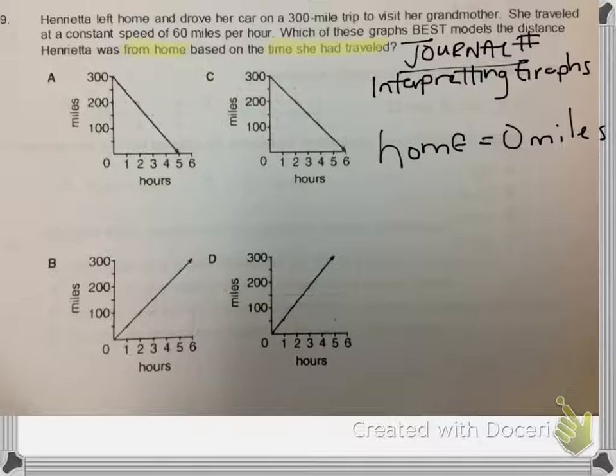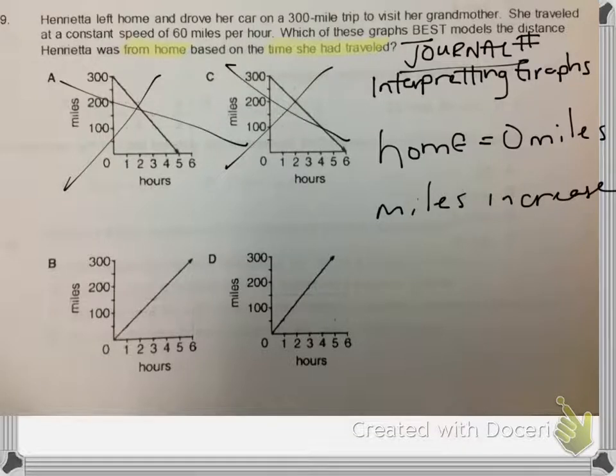Now, over time, as we drive 60 miles per hour, what's going to happen? Are our miles going to increase or decrease? Well, the miles are going to increase. Okay, so as we drive 60 miles per hour, our miles are increased, not decreased. So we can right now eliminate A and C because those are decreasing.